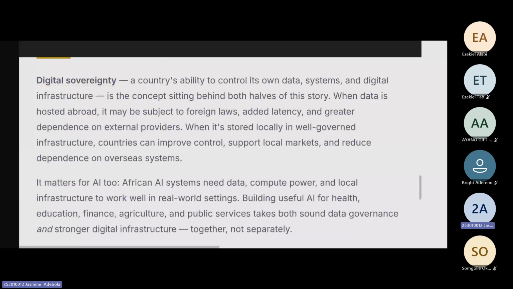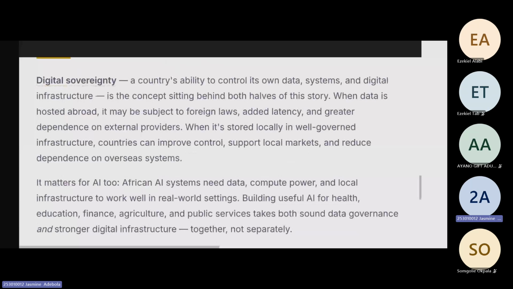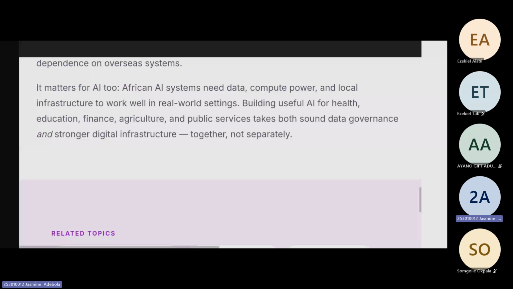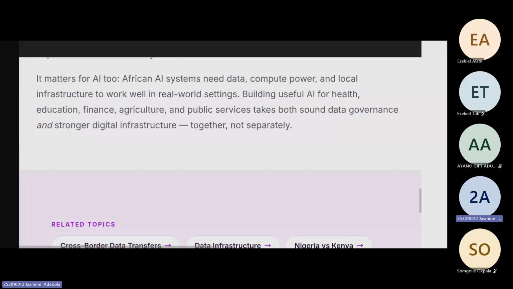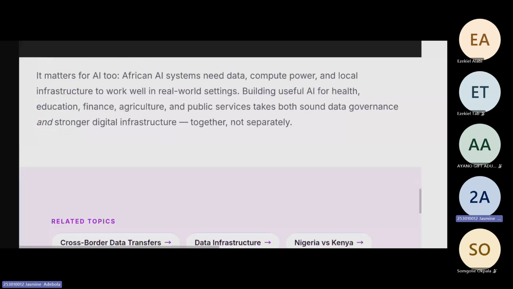overseas systems. And it also matters for AI as well, because African AI systems need data, compute power, and local infrastructure to work well in real world settings. So, building useful AI for health, education, finance, agriculture, and public services takes both sound data governance and stronger digital infrastructure together and not separately.